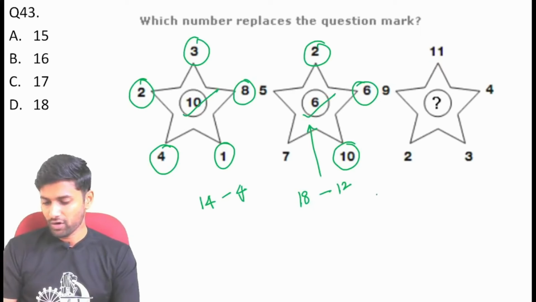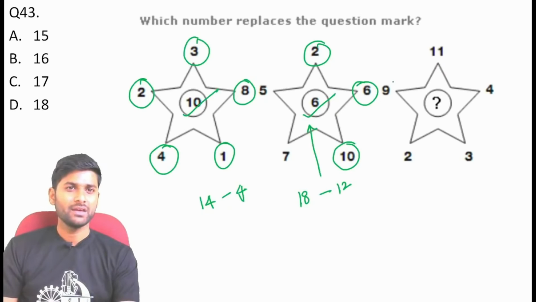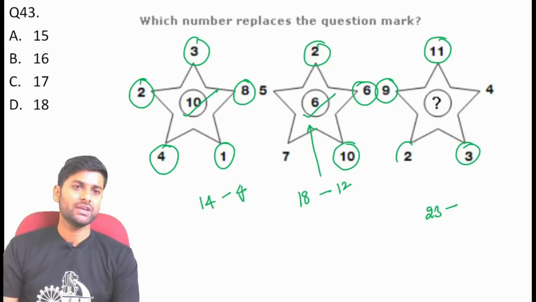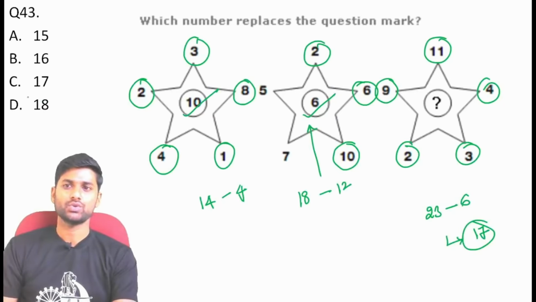Again, sum of odd numbers minus sum of even numbers. See, here 9 plus 11, 20. 20 plus 3, 23. So 23, you can subtract it. Sum of even numbers is equal to 6. Now the answer becomes 17. So 17 is the suitable answer.